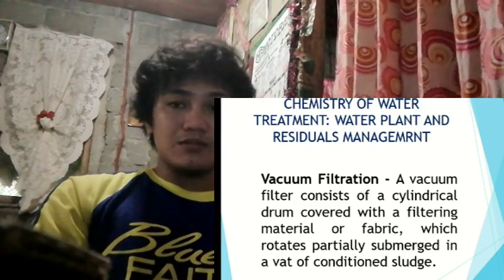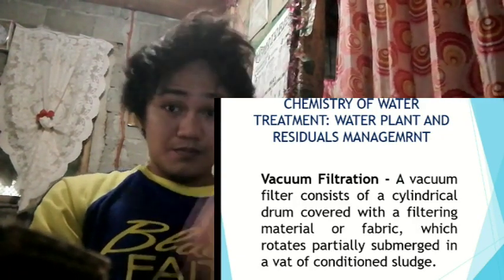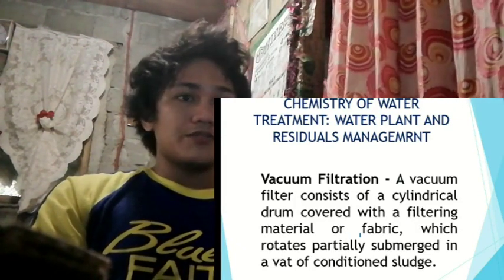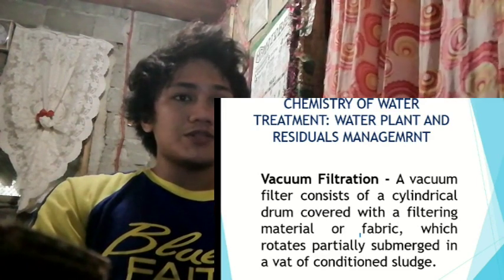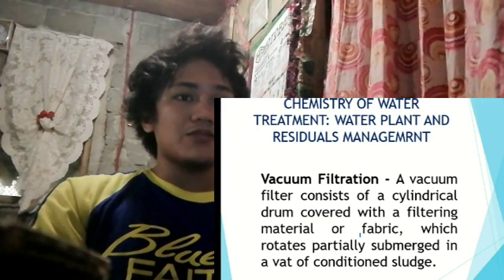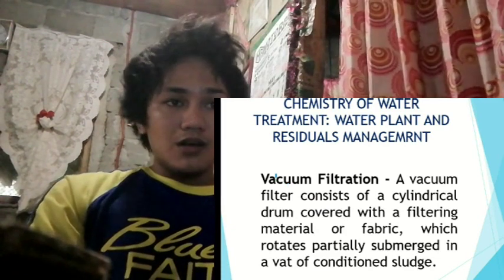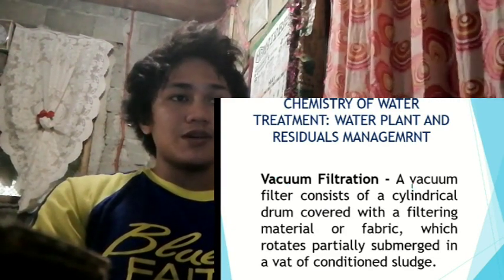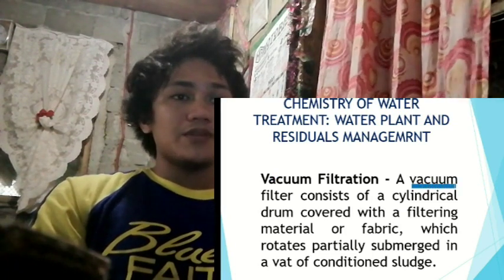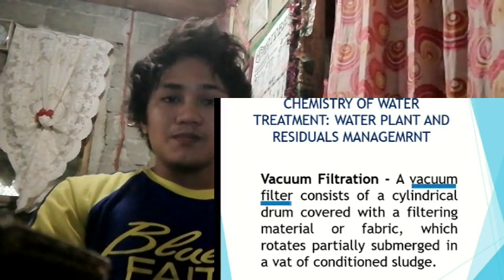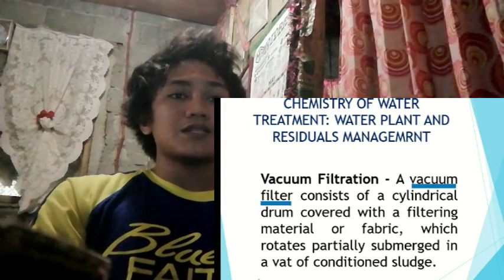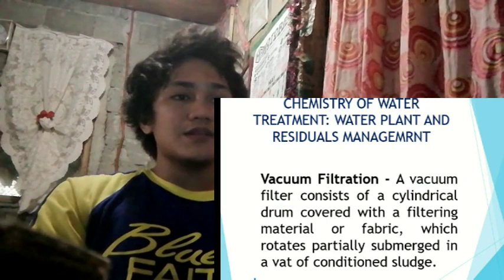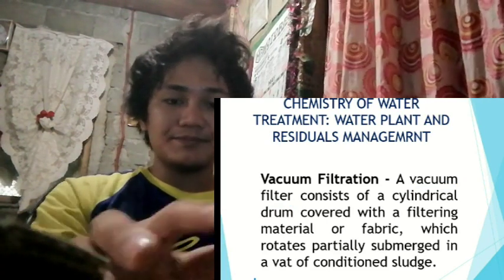Vacuum filtration. A vacuum filter consists of a cylindrical drum covered with a filtering material or fabric which rotates partially submerged in a vat of conditioned sludge. A vacuum is applied inside the drum to extract water, leaving the solids or filter cake on the filter medium. As the drum completes its rotational cycle, a blade scrapes the filter cake from the filter and the cycle begins again.